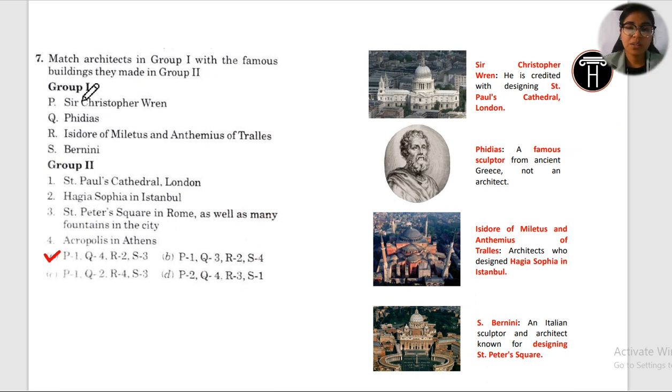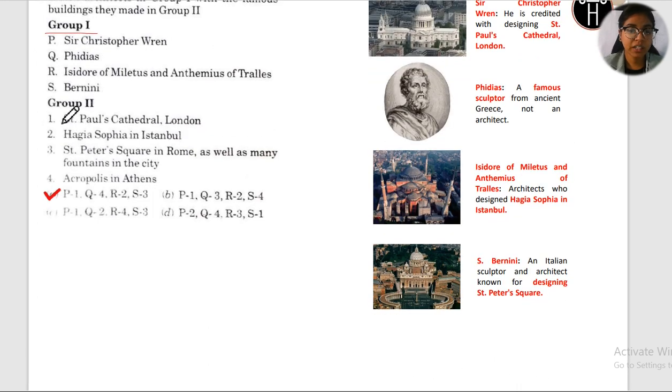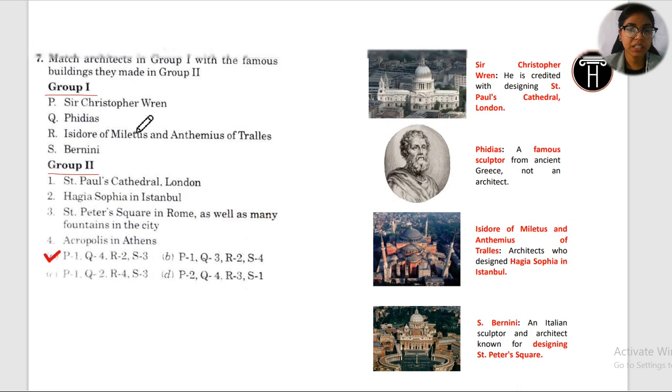In this question, this is a match the following type of question, and in group 1 you are given the name of the architect or the famous person who is involved with these buildings. In group 2 you are given the name of some buildings. So first one is Christopher Wren. Sir Christopher Wren is famous for St. Paul's Cathedral, London. See, this is St. Paul's Cathedral, London by Sir Christopher Wren. So he is credited with designing St. Paul's Cathedral, which is in London.